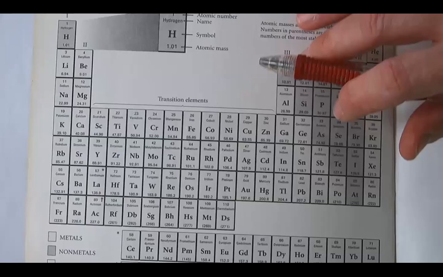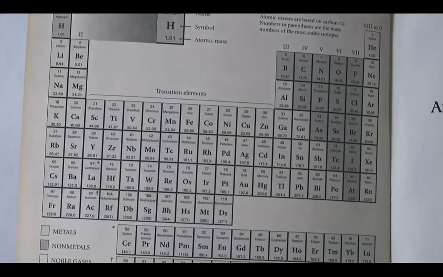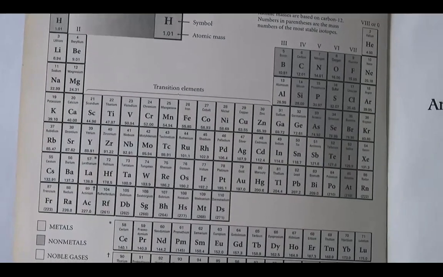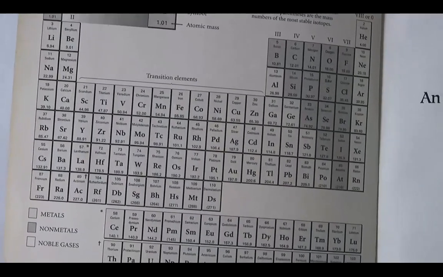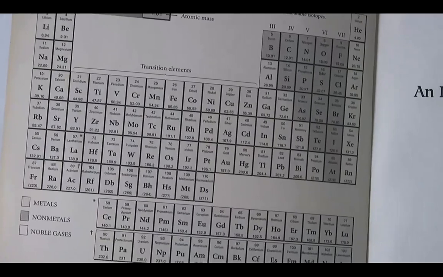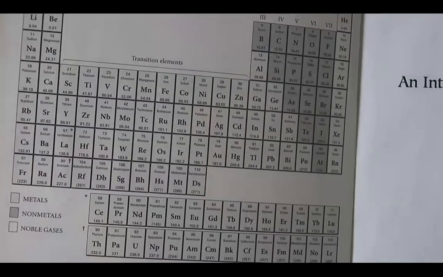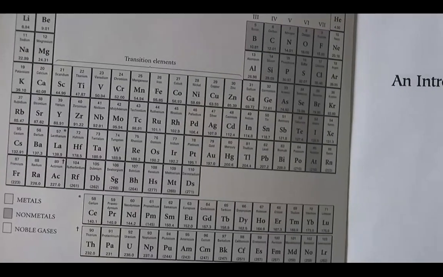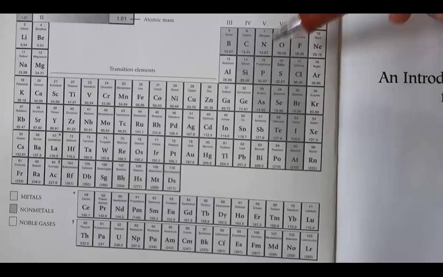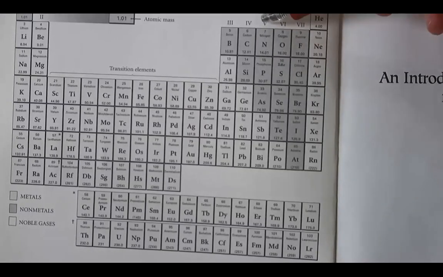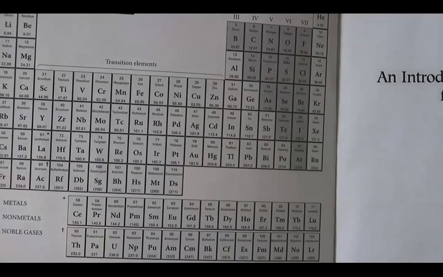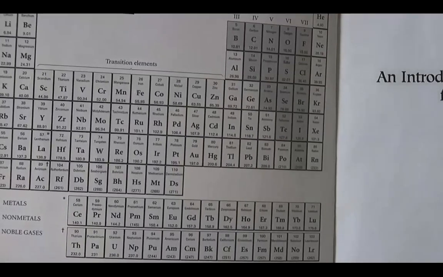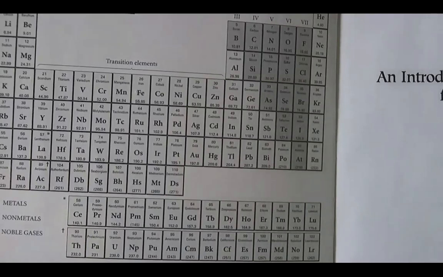If you're given the atomic number, then you know how many protons it has. Or if I gave you a question that said an atom has 7 protons, and you had access to a periodic table, you could look up 7, which is nitrogen. So like I said, you don't have to memorize the whole periodic table, so please don't. All right, let's go back here.